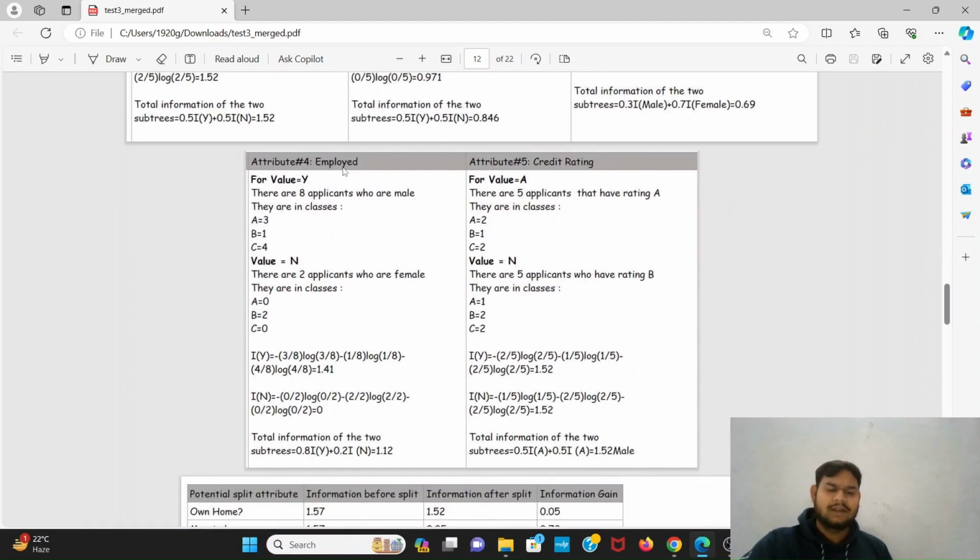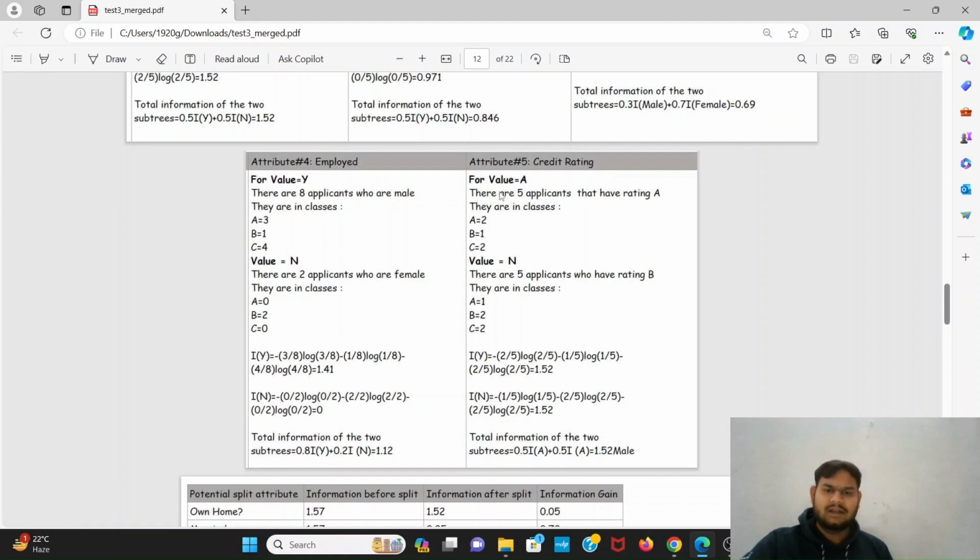Next attribute is employed. For value Y, there are 8 applicants who are male. They are in class A equals 3, B equals 1, C equals 4. And for value N, there are 2 applicants who are female. They are in class A equals 0, B equals 2, C equals 0. Entropy of Y equals 1.41, entropy of N equals 0. Total information of the two subtrees, the information gain entropy, is equal to 1.12.